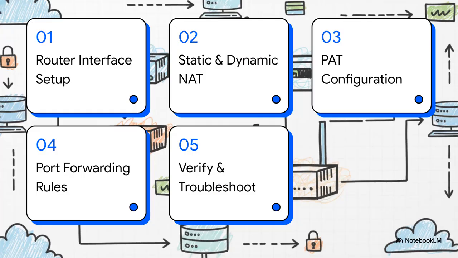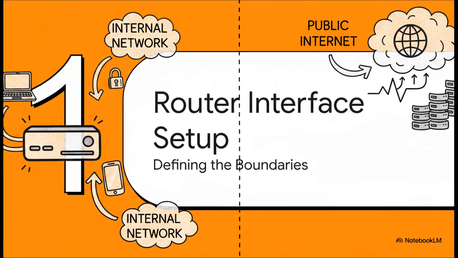Okay, here's our roadmap for today. Router interface setup, static and dynamic NAT, PAT configuration, port forwarding rules, and finally, verification and troubleshooting. Think of me as your over-the-shoulder mentor for this one. Let's dive in. Section 1, Router Interface Setup, Defining the Boundaries.